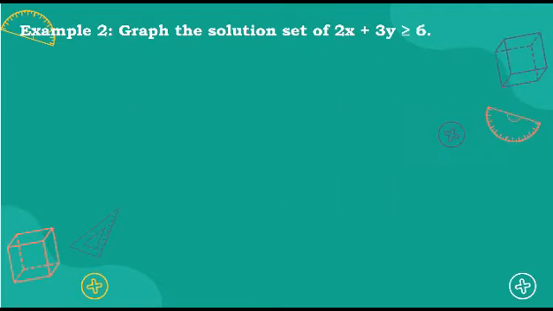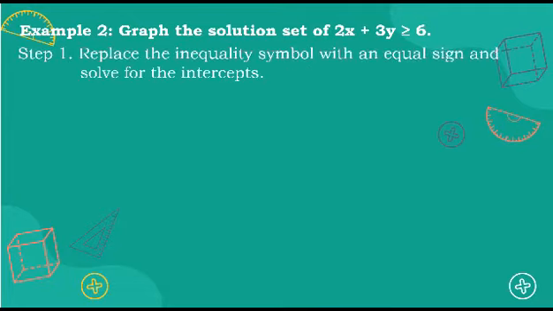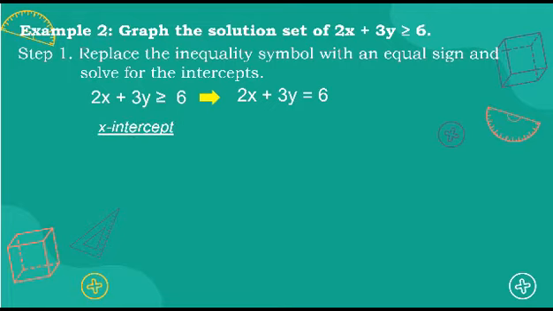Let's try example 2. Graph the solution set of 2x + 3y ≥ 6. For step 1, replace the inequality symbol with an equal sign and solve for the intercepts. So the given inequality 2x + 3y ≥ 6 becomes 2x + 3y = 6. Then solve for the x-intercept.